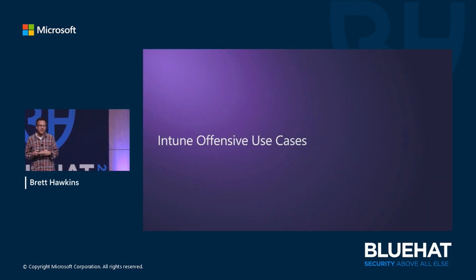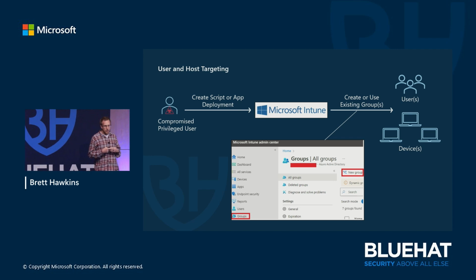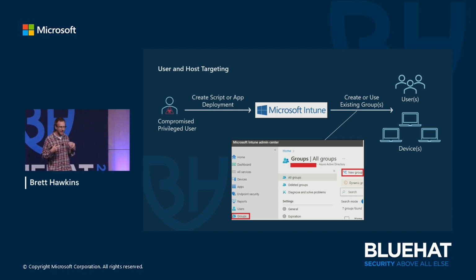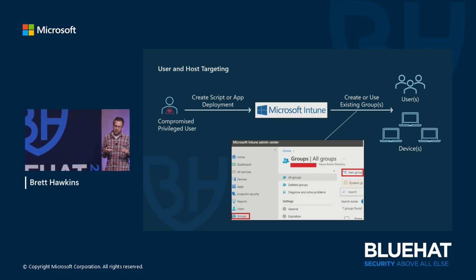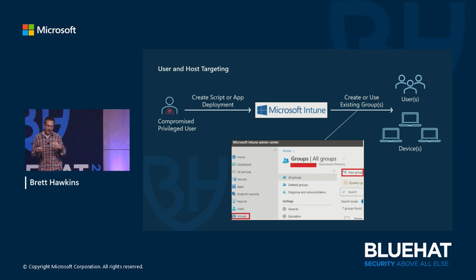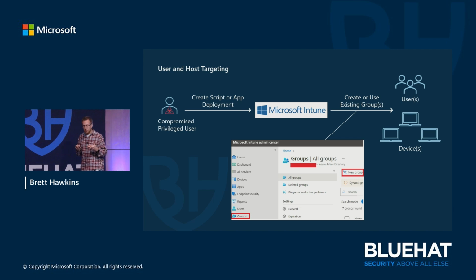Now we're going to get into some offensive use cases. So in terms of user and host targeting, how does that work, right? So I have compromised a privileged user, like an Intune administrator. I create a script or an app deployment within Intune, and then the way assignments work in terms of assigning where that application or script would be run is via the use of Entra ID groups. So you can either use an existing group or you can create a new group, right? So that's how that is controlled.